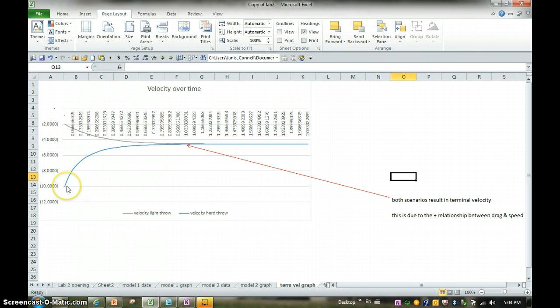So with the object that's thrown very hard, you can see the velocity initially is very fast, and then it slows down as it reaches terminal velocity. The object that's thrown very lightly has a faster initial velocity compared to where we dropped the object, but again, it reaches terminal velocity given enough time. And that is due to the relationship between drag and speed. So as objects speed up, the drag begins to offset the force of gravity.